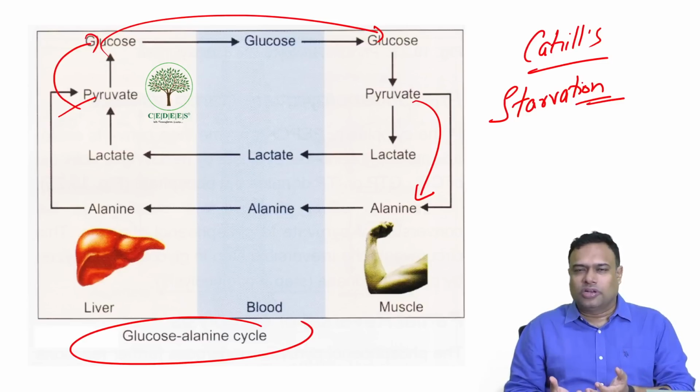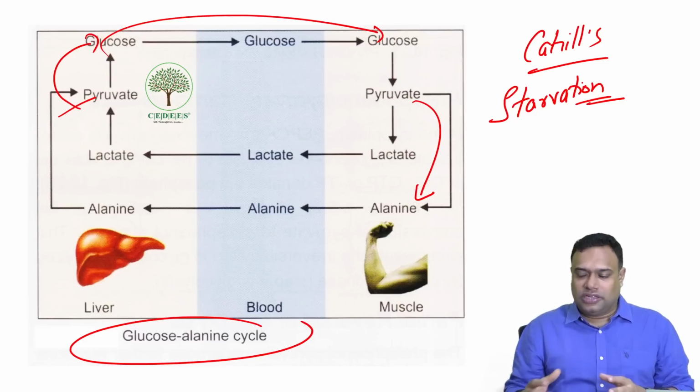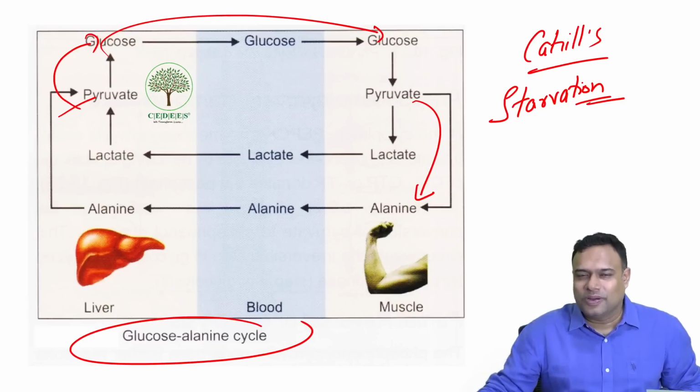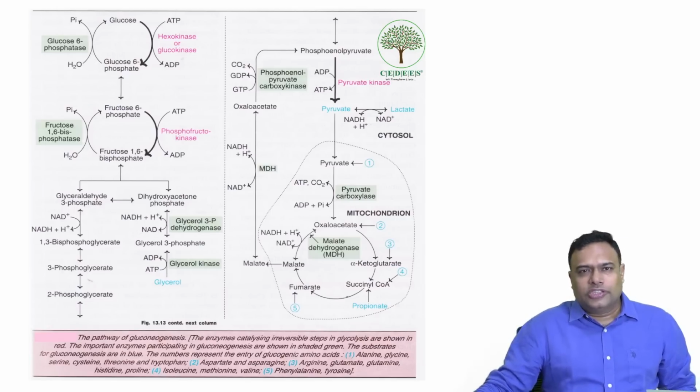Lactate is the most important ingredient there. And here it is alanine. Cahill cycle, C-A-H-I-L-L. Okay, now we move on to gluconeogenesis.